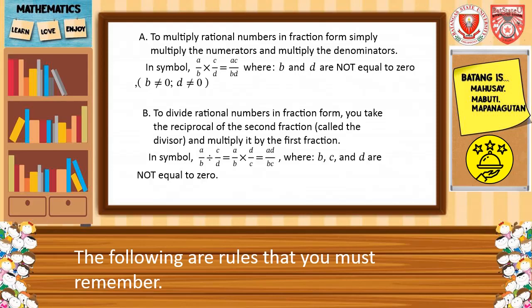To divide rational numbers in fraction form, you take the reciprocal of the second fraction, our divisor, and multiply it by the first fraction. So in symbols, a over b divided by c over d is equal to a over b times d over c, which is equal to ad over bc, where b, c, and d are not equal to 0.